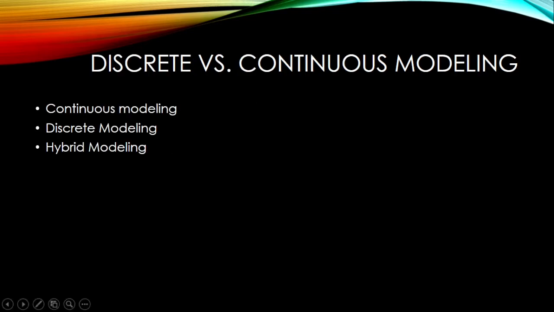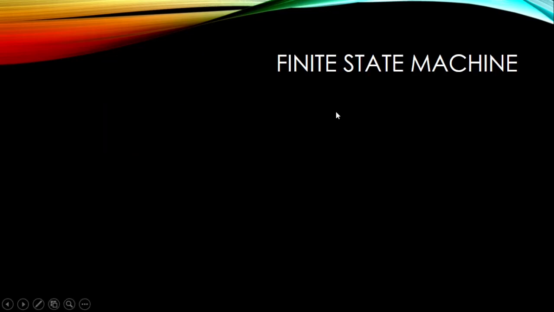Next is discrete versus continuous modeling. So you have your continuous modeling, discrete modeling, and hybrid modeling. Continuous modeling is usually done using analog means such as measuring voltages. Discrete means is digital, therefore it's represented in numbers. And hybrid modeling is a combination of the two, continuous and discrete, using analog to digital converters and digital to analog converters. Modeling and simulation are based on finite state machines.